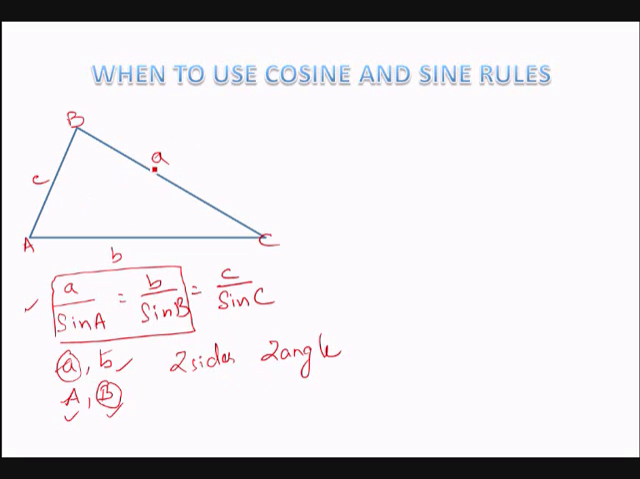You should also see an important point here. a over sine A equal to b over sine B equal to c over sine C. So if I'm considering these two ratios, then I'm using this side and this side, whereas the angles used are either this angle or this angle and not the included angle C. Therefore, when the question deals with two sides and non-included angles, then we use the sine rule. Let's go for an example.